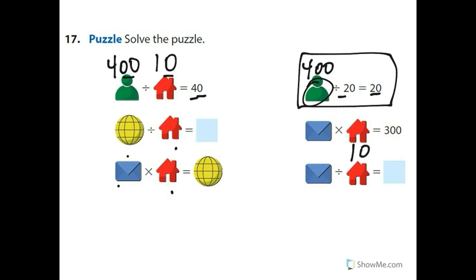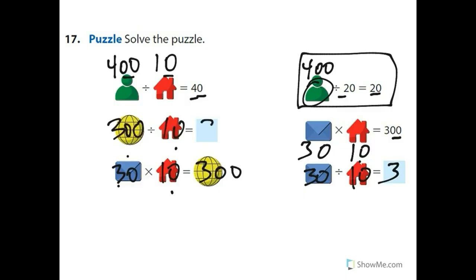So something times 10 is 300. So 1 zero is going to be 2 zeros. So I know that's going to be 1 zero with 3. So my envelope now is 30. And 30 divided by 10 is 3. We get 10. So 30 times 10 is 300. So 300 divided by 10 is 30. Did you get all those? Hopefully you did. You just needed to make sure and do it in the right order there so that you could find the numbers.